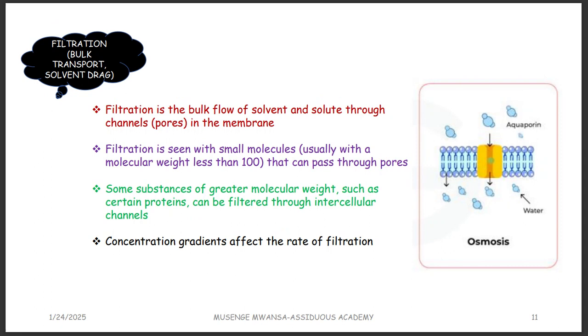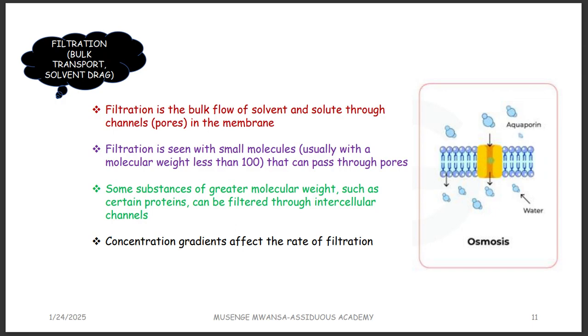So, filtration is the bulk flow of solvents and solid through a channel or pore in the membrane. You know how filtration happens, right? You have got a pore, but only those drugs that have got a small size can be able to penetrate. Those which have got a very big size will not be able to penetrate through those pores. That is filtration. So filtration is seen with small molecules that can pass through the pores.